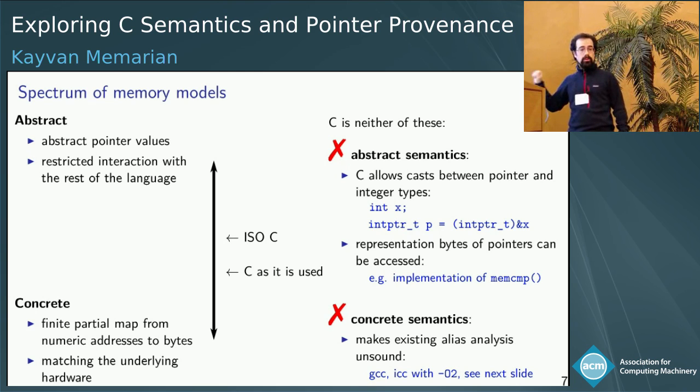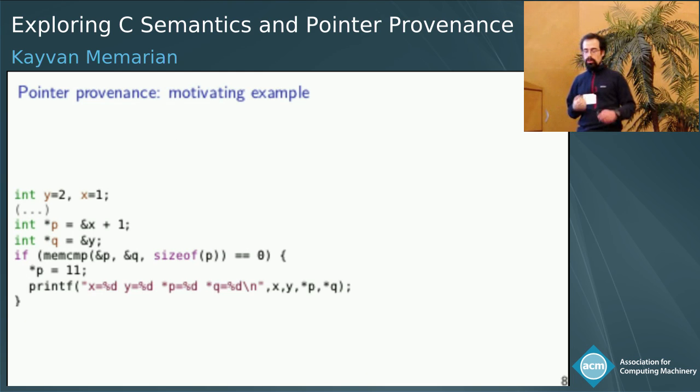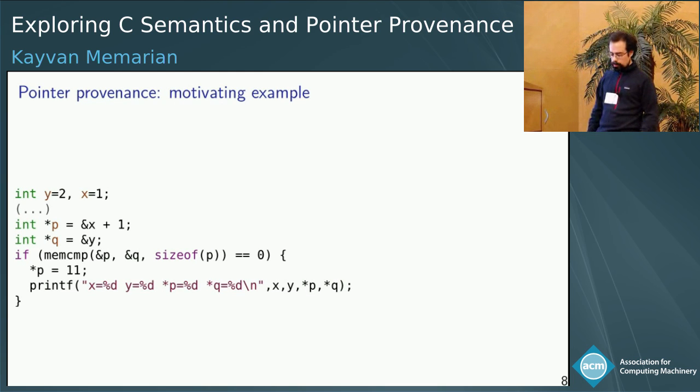Unfortunately, the concrete view doesn't work either, because over time, compilers started becoming more and more powerful and in particular more and more aggressive in the optimizations they do, in particular for the alias analysis optimization. And I'm going to show you this with a small program.